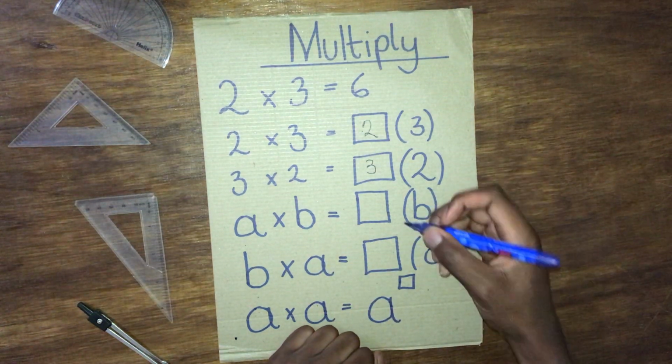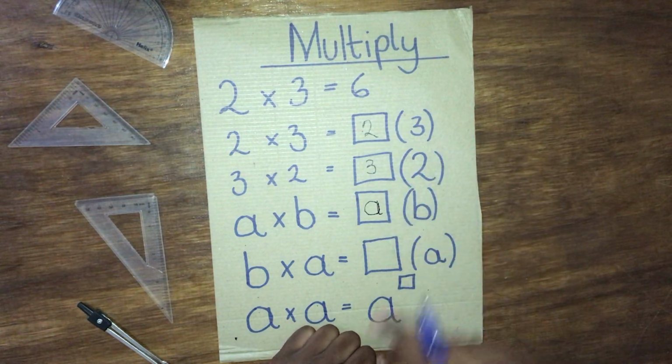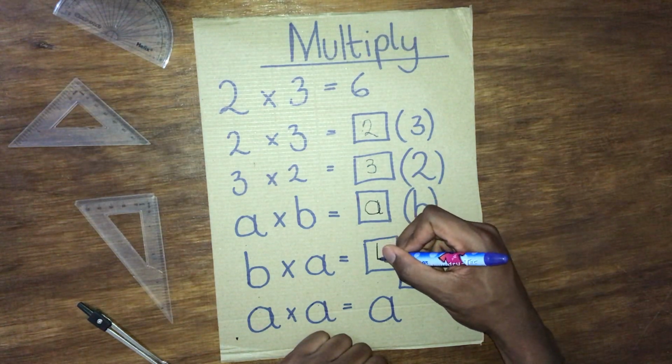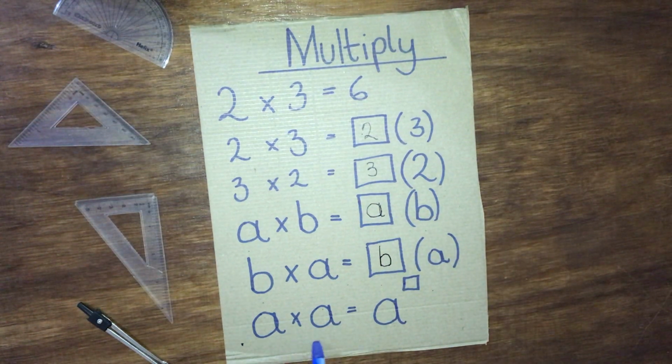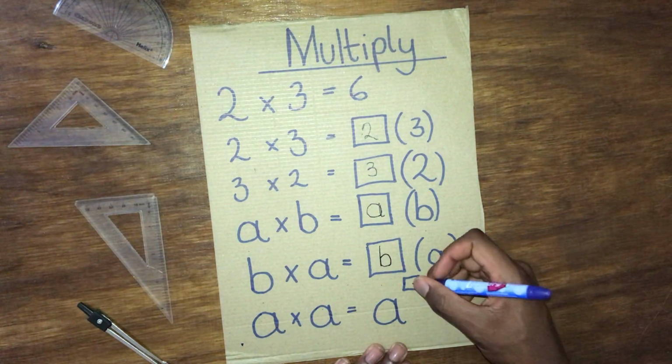A times B is the same as saying A, B. B times A is the same as saying B, A. A times A is the same as saying, now here, this is very interesting. As we know, all the terms here are like. All the letters here are the same. So what we can simply do is count the letters that are the same. 1, 2. And that means A to the power of 2.